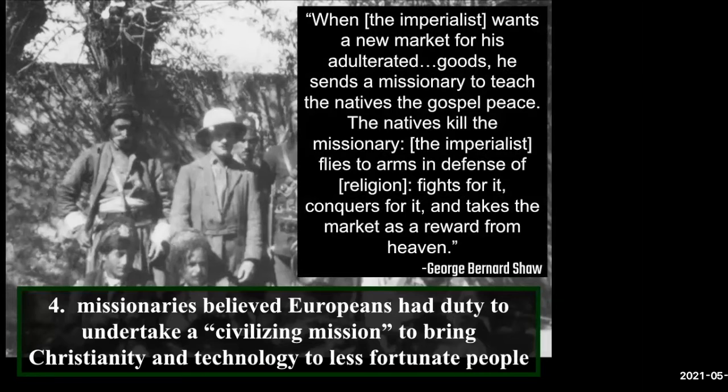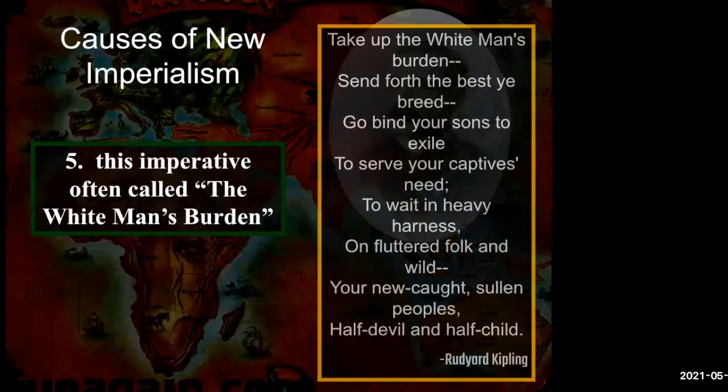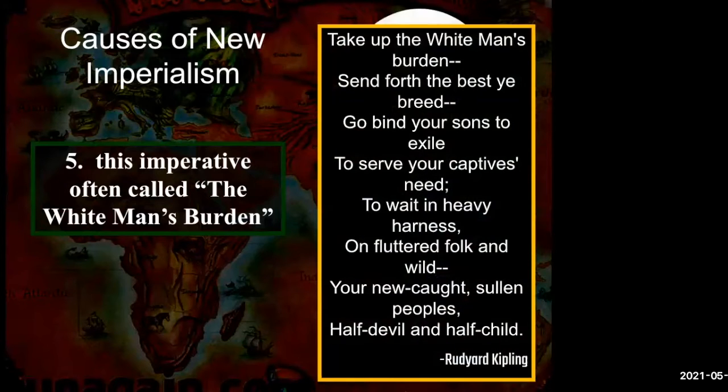They establish schools, they establish hospitals, but obviously this is going to be a foot in the door phenomenon of imperial industrialized nations trying to move into areas and claim them as their own. This imperative to spread quote unquote superior culture is known as the white man's burden. And that term comes from a poem by Rudyard Kipling.